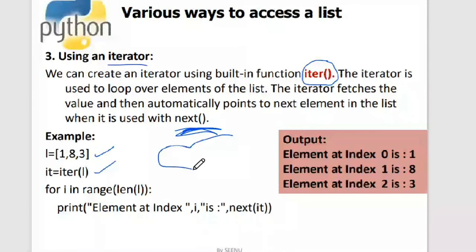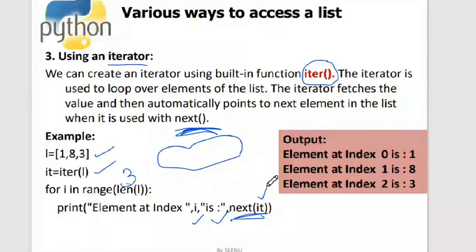So now what you're doing: for i in range, and you have given the range, you can directly give 3 also. Nothing wrong. And then I said element at index i is, and then you say next of it. This it is the reference variable of this particular iter, which will keep on incrementing. First it will be having 1, and then it will be having 8, and this is 3. This is an object.